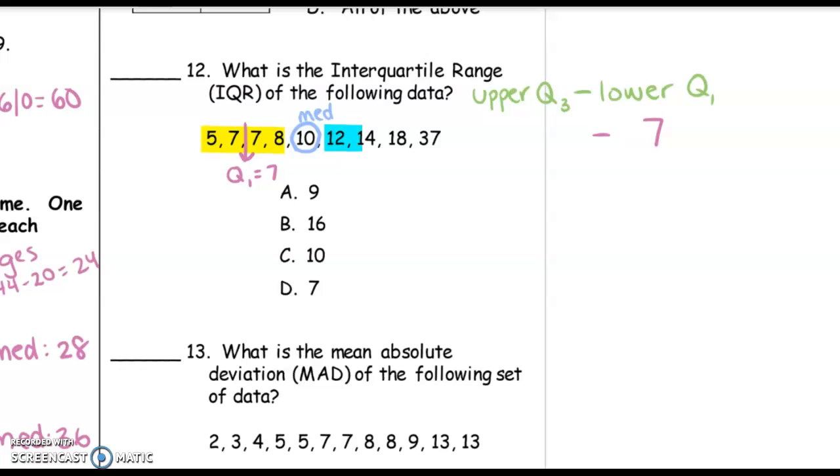And then moving to the other side, I have to find the median. So the middle of the other side is between 14 and 18. So you can add them together and divide by 2 if you're not sure that that's 16. So that's my Q3, 16. So I would be doing 16 minus 7. So my IQR, which is known for interquartile range, is 9, which is A.